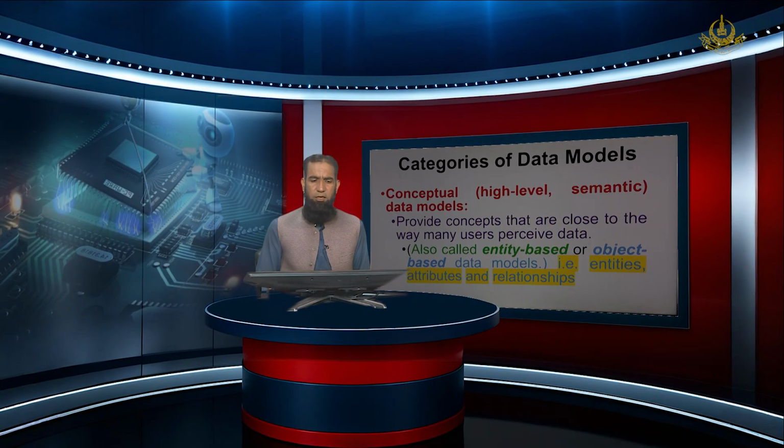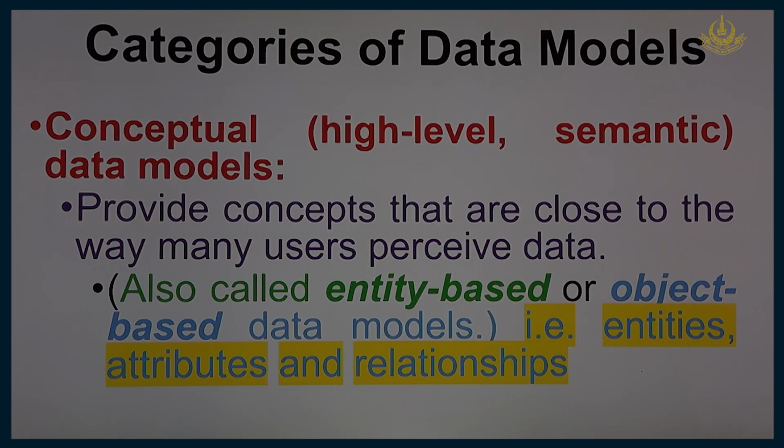The categories of data model. There are three categories of data model. First one is conceptual. Conceptual model means high level or semantic data model. This model provides concepts that are close to the way many users perceive data. So we are presenting the database like a user. The data that the user can see, the user can use. That's also called entity based or object based data model. Its core examples are entities, attributes and their relationships.